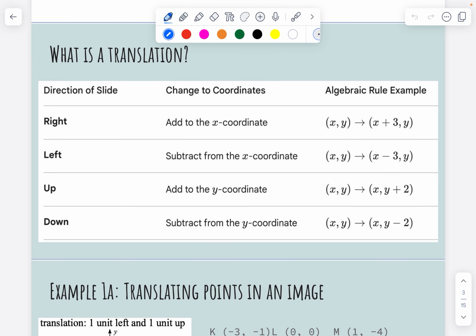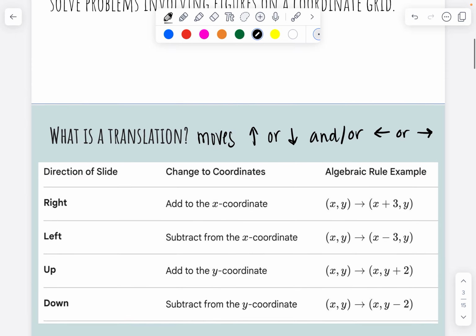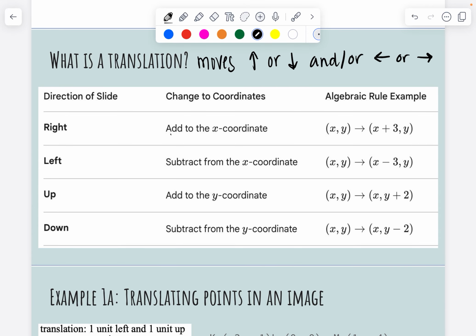So a translation just moves the shape or the point up or down and/or left or right. So any combination of those. If it's moving right, we add to the x coordinate. If it's moving left, we subtract that number from the x coordinate. If it's moving up, we add that number to the y coordinate, and if it's moving down, we subtract that number from the y coordinate.